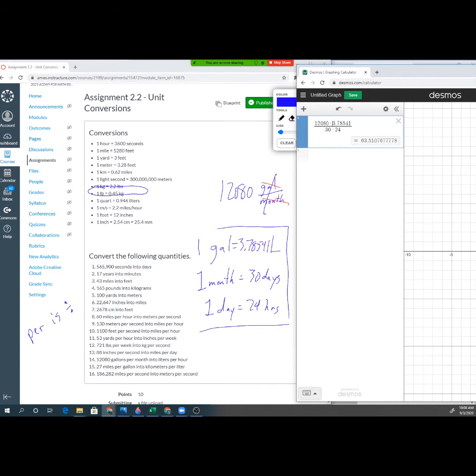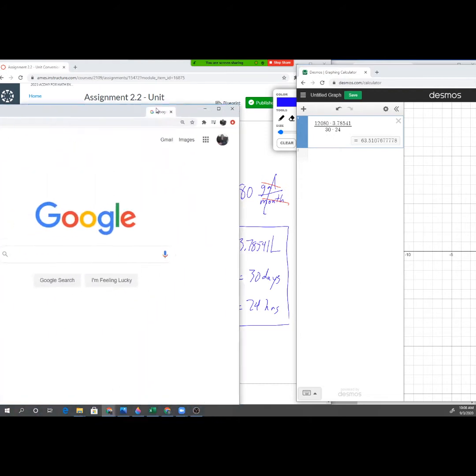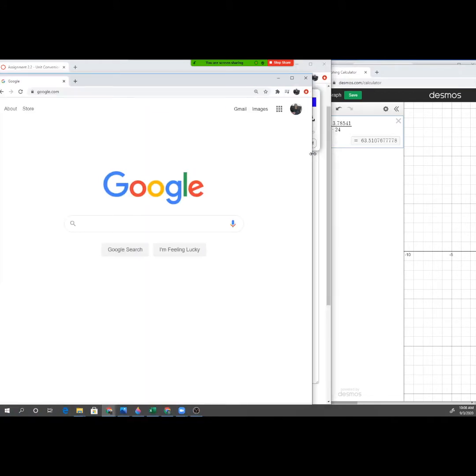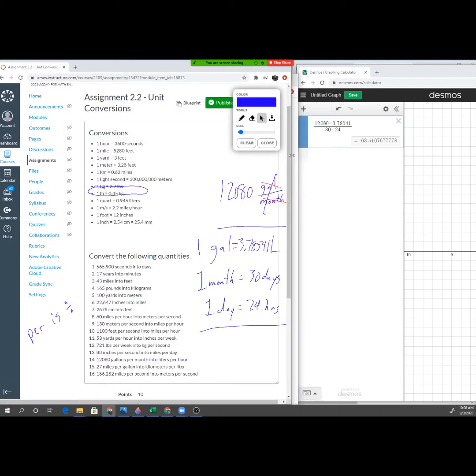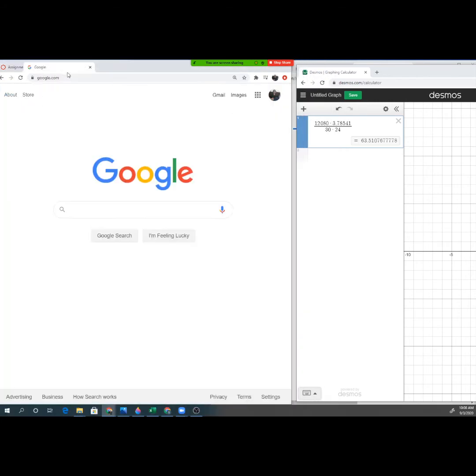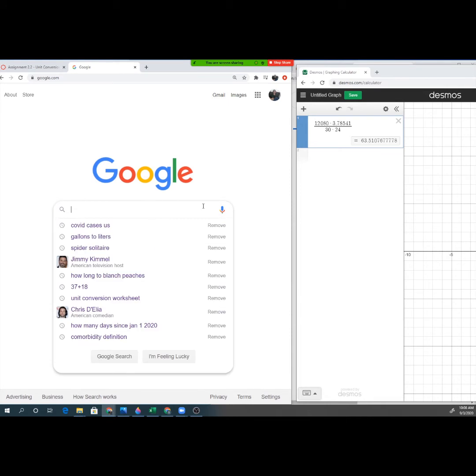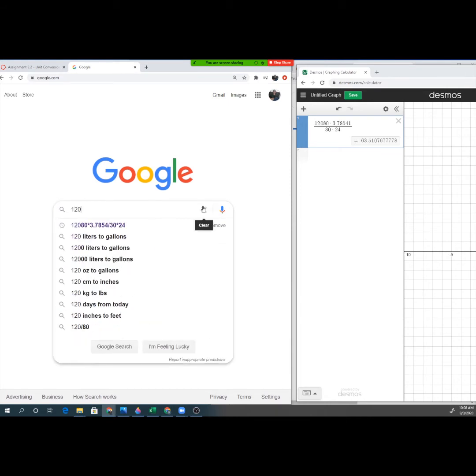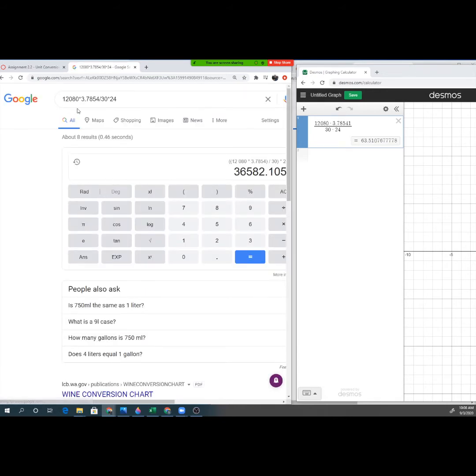But let me show you yesterday, I had several students who used a calculator either on their cell phone or on a place like Google, where they said, I'm going to take the top number times the top number divided by the bottom number times the bottom number. You can see I still have it in from yesterday. And I had 3 people yesterday give me this answer of over 36,000.